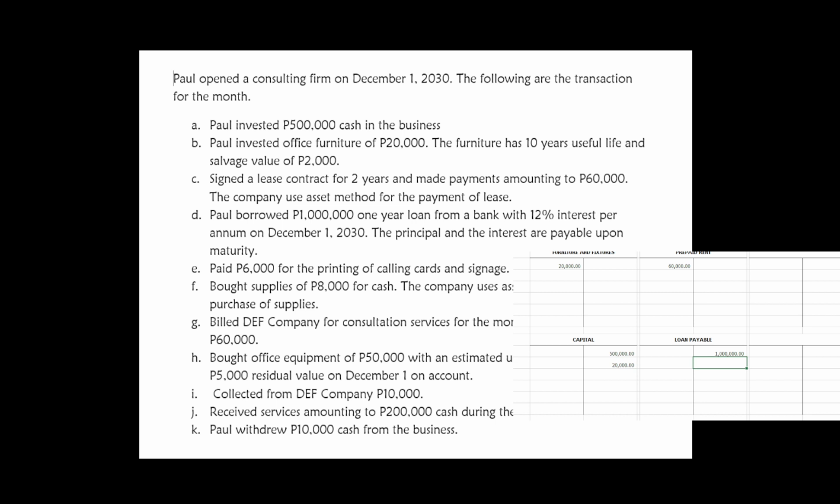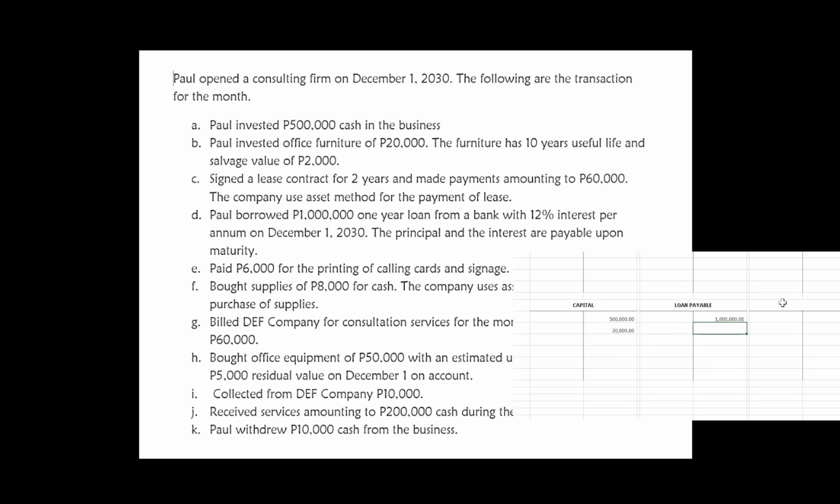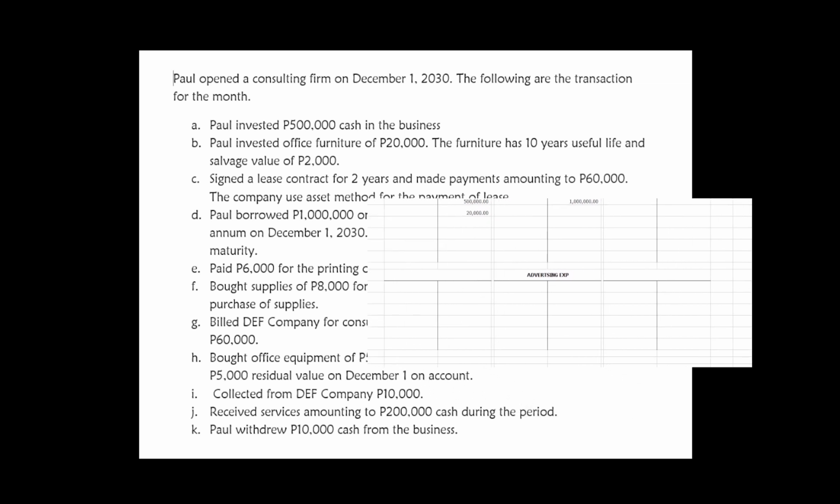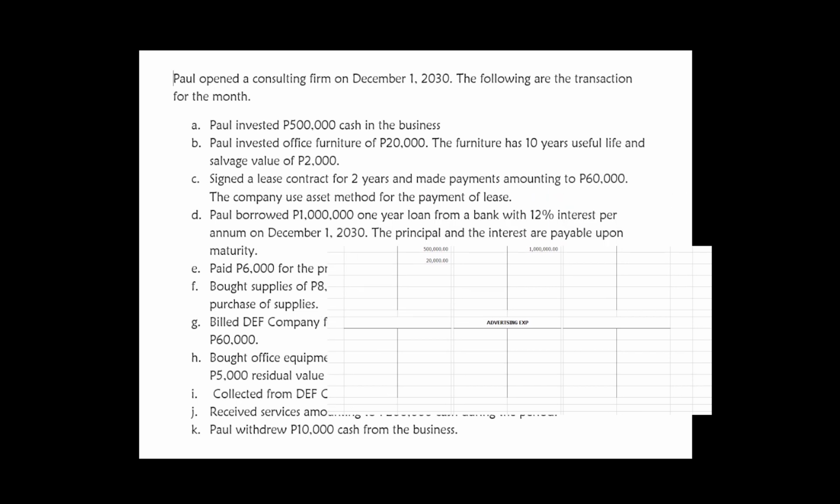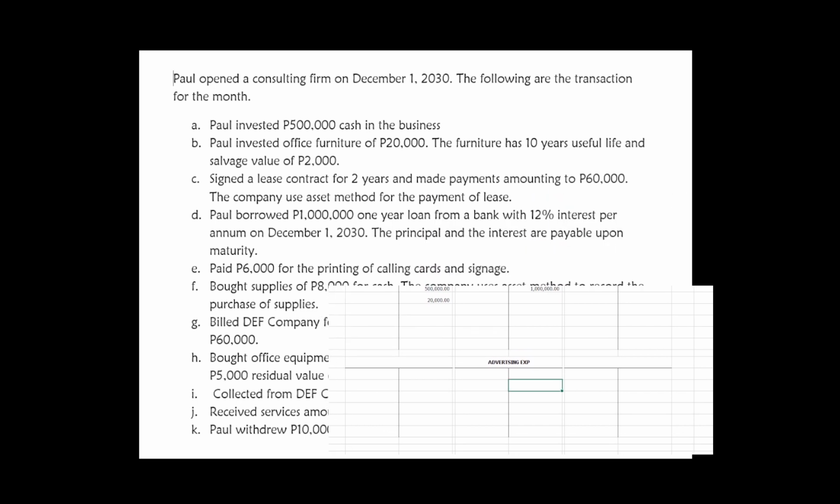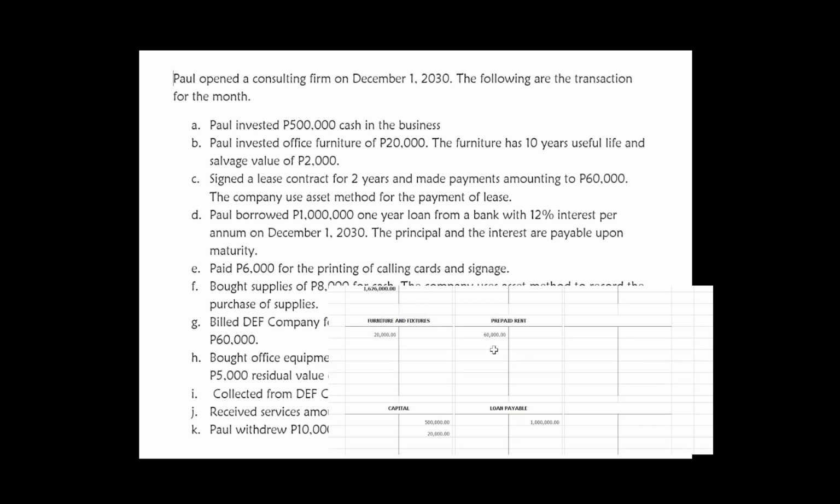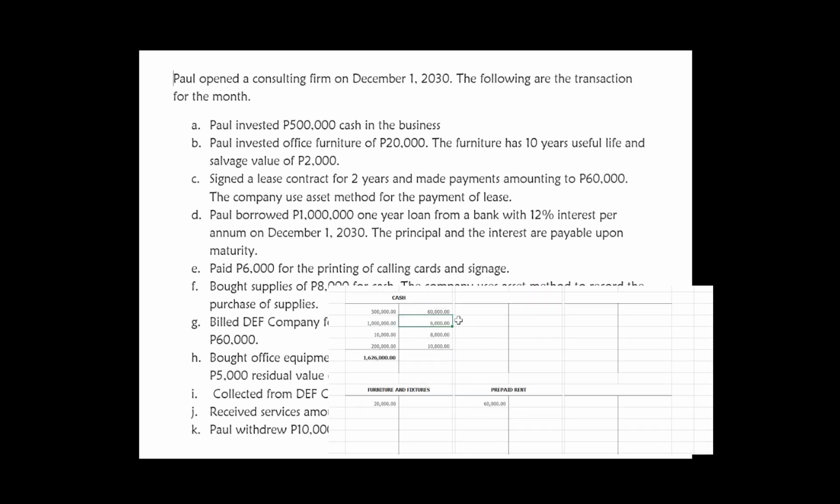Next, paid 6,000 for the printing of calling cards and signage. So, nagbayad tayo. Etong mga calling cards and signage, yung ating classification nito is advertising expense. Nagbayad tayo ng 6,000. So, debit tayo ng advertising expense 6,000. Then, meron tayong credit to cash of 6,000. Again, nagawa na natin yan kanina.